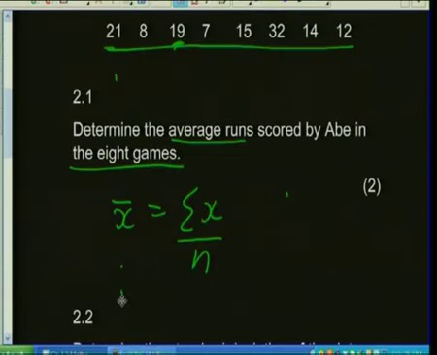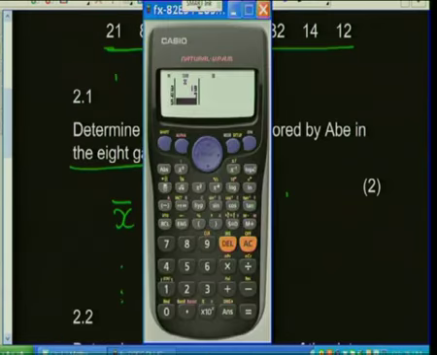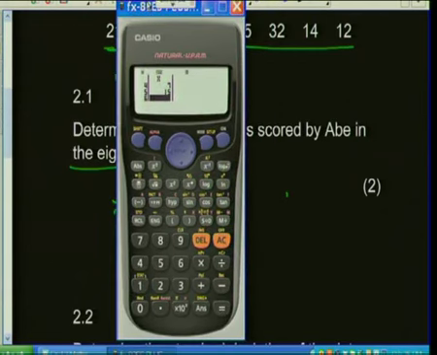The next number is 15. Then the next number we have is 32. After 32, we have 14. Then 12. Okay, I have all my data now on the table. So what do you do now?